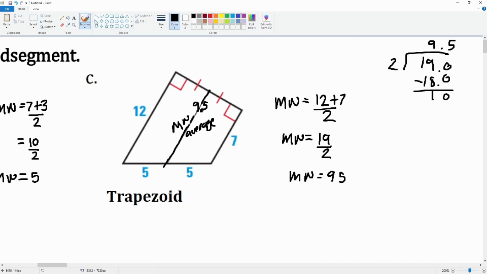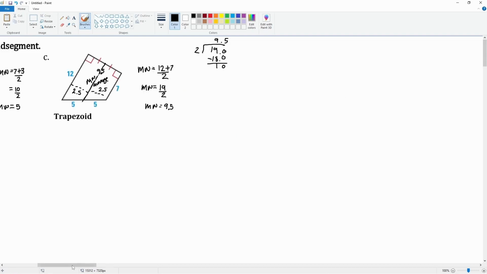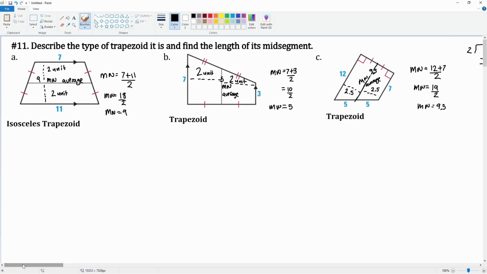So the distance between the 9.5 and the 7 is 2.5 units, as well as from 9.5 to 12, which is also 2.5 units. All right, so that's how you can double check your work. So there you go. That is how you find the mid-segment of a trapezoid.